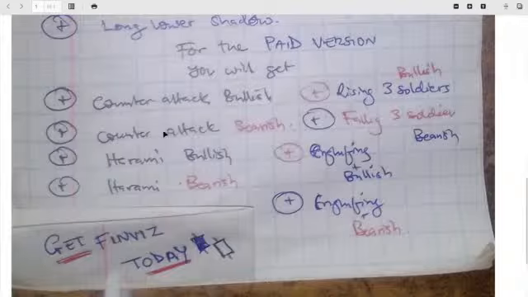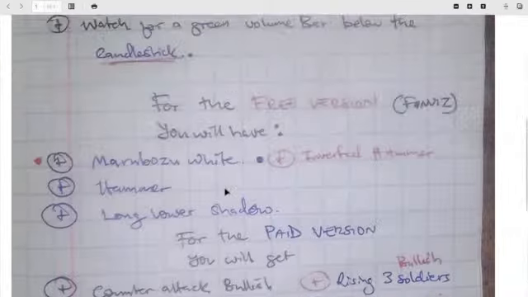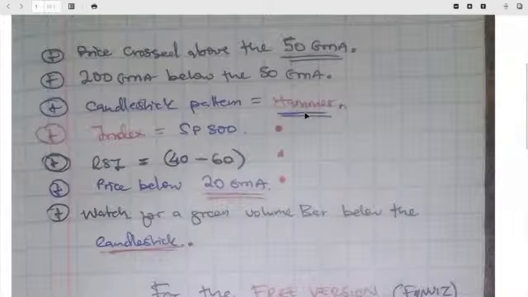You can choose the counter attack bullish, counter attack bearish, Harami bullish, Harami bearish, engulfing bearish, engulfing bullish, falling three soldiers, bullish or rising three soldiers. You can plug them in here. Then change the index to S&P 500. You change the index to S&P 500.